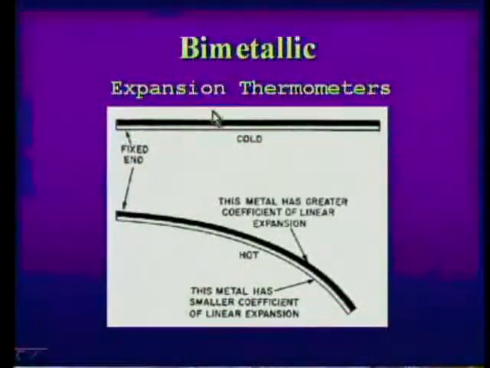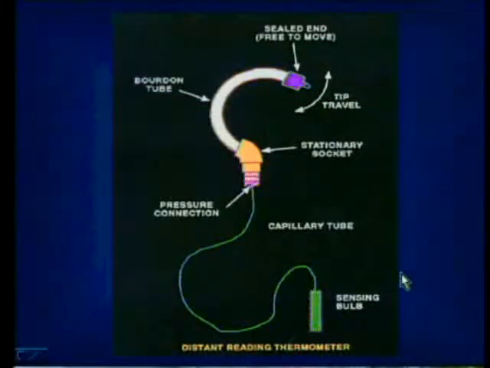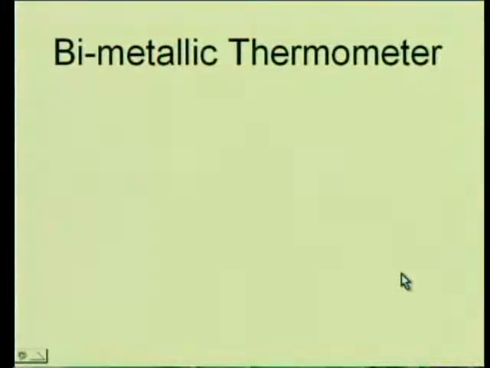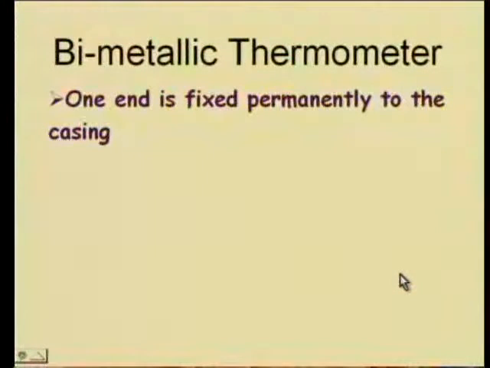For example, you can see this diagram, bimetallic expansion thermometers. You can see the cold junction and you can also see the hot junction. Hot junction is nothing but the hot environment to which it is exposed. Cold is ordinary room temperature. So the metal which has the higher coefficient of linear expansion, in that direction the deformation takes place. That is how the principle involved in the bimetallic thermometer can be explained.